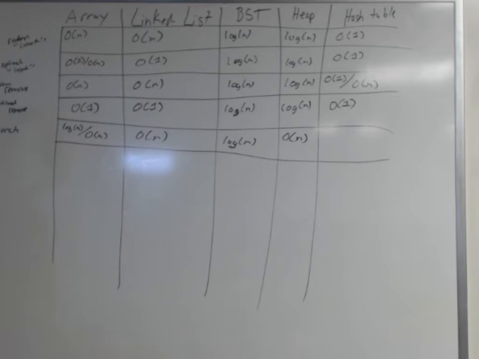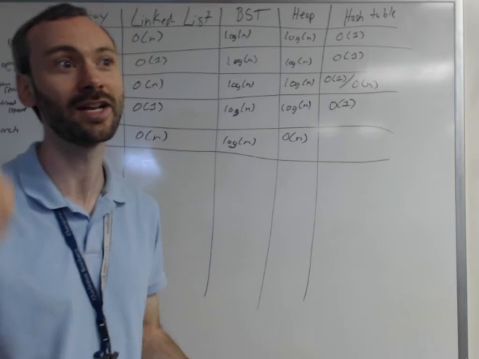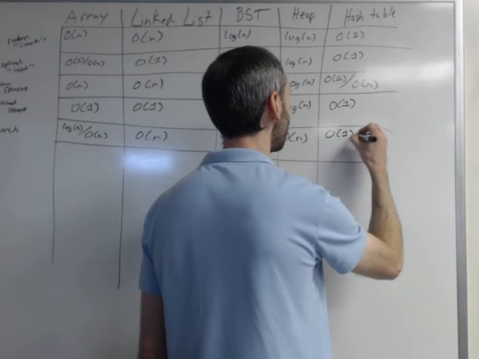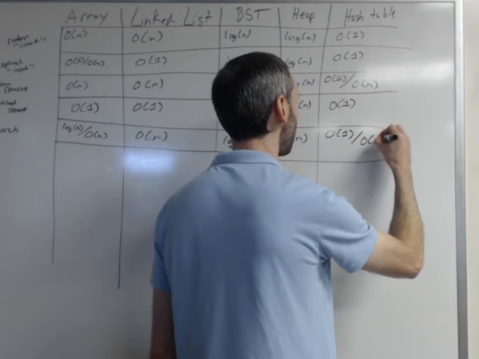Hash table. You need to search the hash table. So you're going to find the key, right? Go to the index, search the list. On the average case, if the list is size 1, it's O of 1. In the worst case, it's O of N.